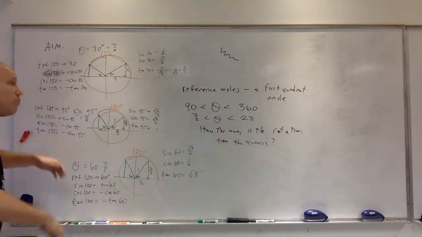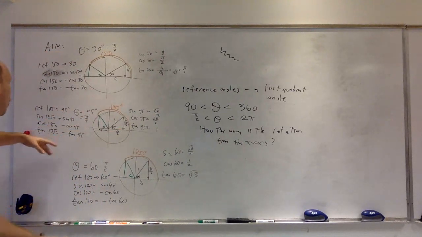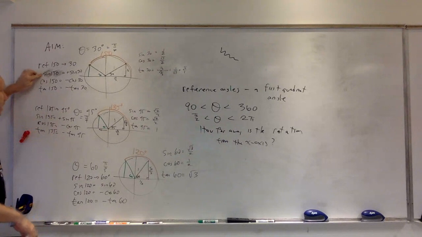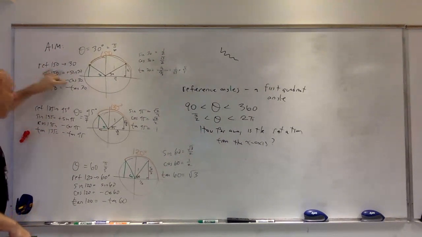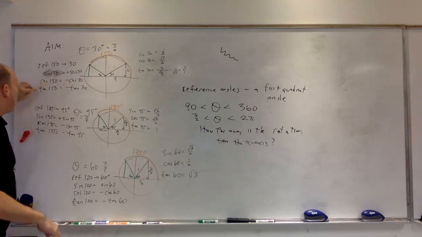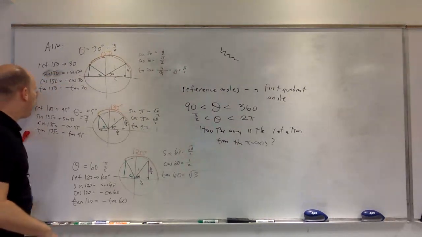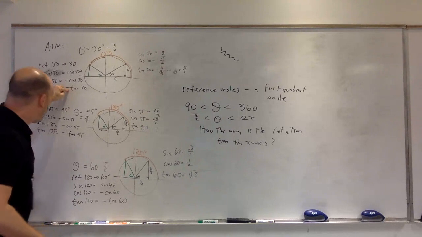And you memorize these because you know these. So what's the sine of 150? It's 1/2. What's the cosine of 150? Negative radical 3 over 2. What's the tangent of 150? Negative 1 over radical 3.